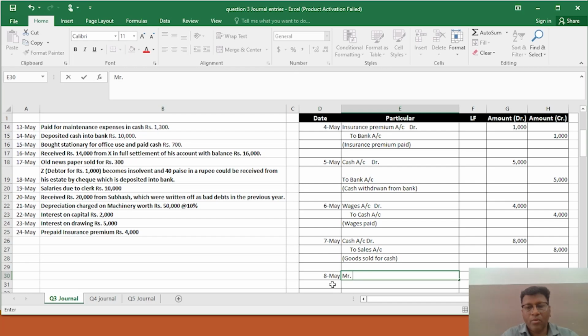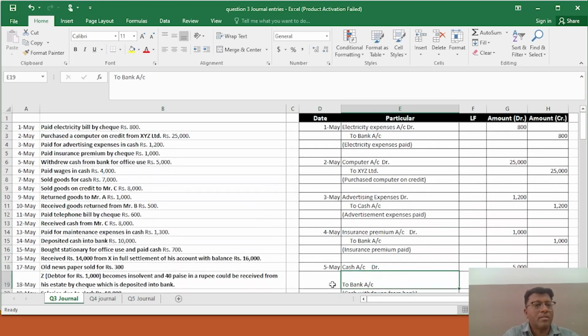Who is the party who is buying the goods from you? So Mr. C would be debited, because you are selling the goods to Mr. C, and Mr. C is the receiver. As per the rules of the personal account, the receiver is Mr. C in this transaction, so Mr. C would be debited. And as you are selling the goods, the goods are going out, and what goes out is credited, so the sales account would be credited in this entry.